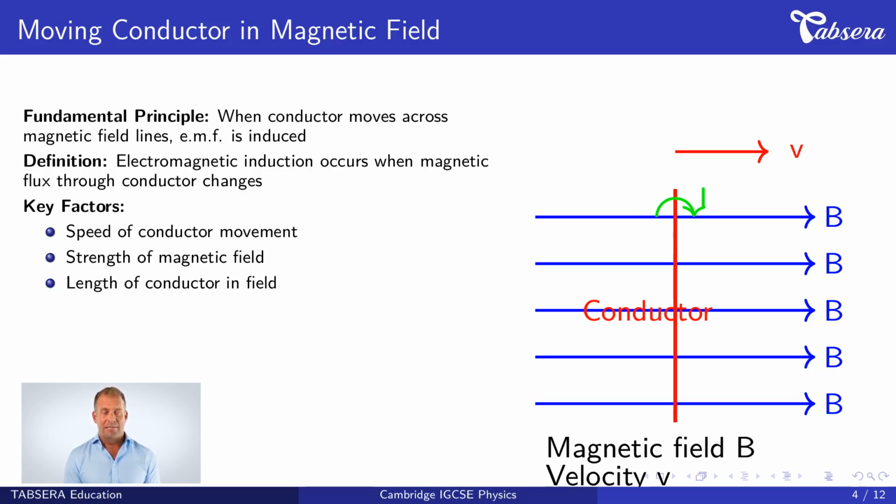Key factors affecting induction are speed of conductor movement, faster movement induces greater EMF, strength of magnetic field, stronger field induces greater EMF, and length of conductor in field, longer conductor induces greater EMF. The diagram illustrates a conductor moving through a uniform magnetic field B with velocity V, inducing current Y.